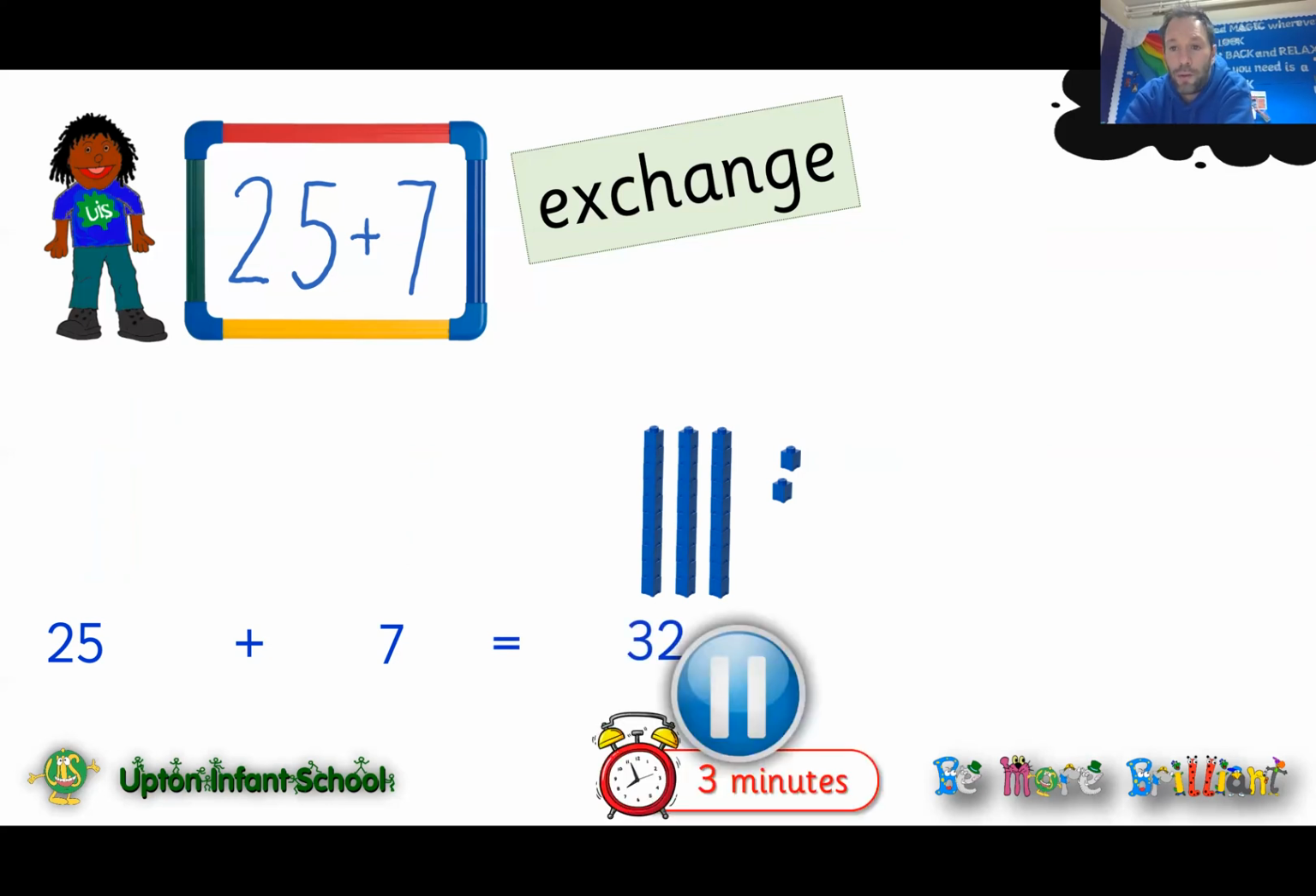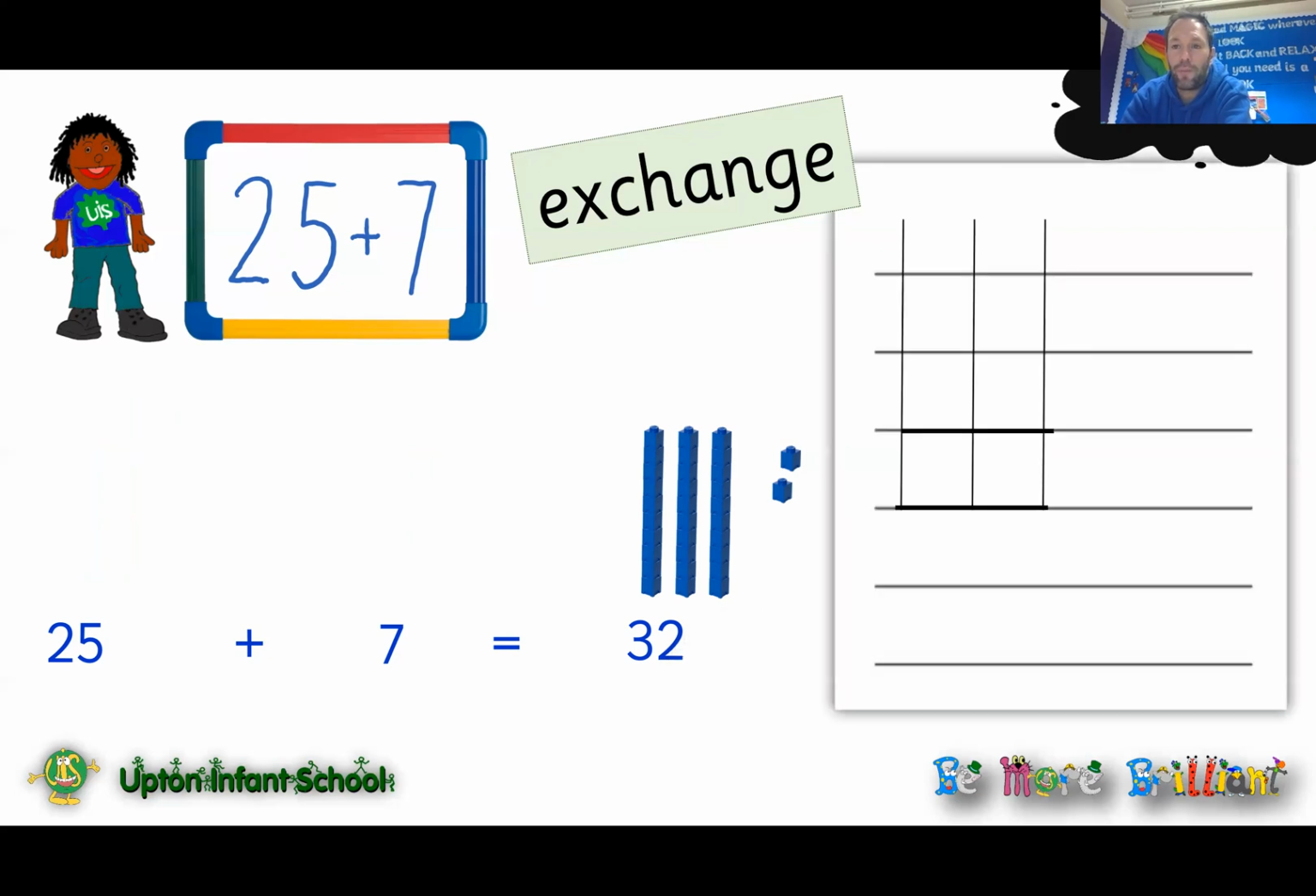Now, we had a go at doing the column method to work these questions with exchange out just a moment ago. See if you can use your paper, draw out your columns, and have a go at adding 25, add 7 using the column method. Pause the video whilst you try it.